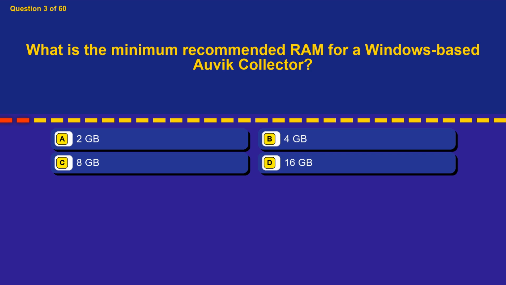Question 3. What is the minimum recommended RAM for a Windows-based Auvik collector? Option A, 2 GB. Option B, 4 GB. Option C, 8 GB. Option D, 16 GB.